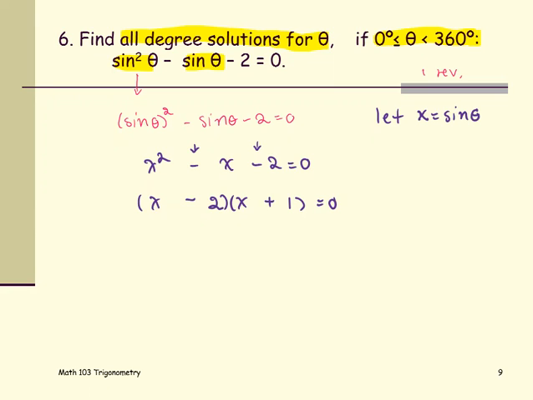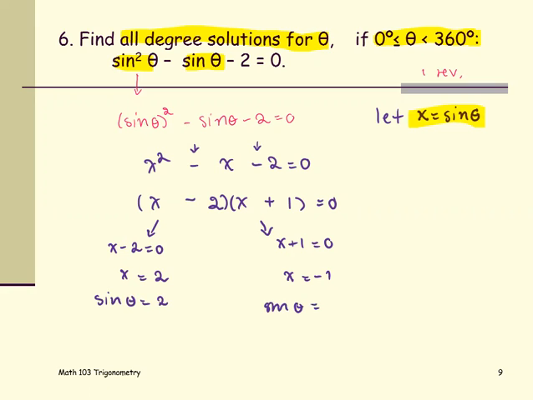Next, use the zero product property. Let each factor be 0 and solve for x. The first one, x minus 2 equals 0. The second one, x plus 1 equals 0. We get x equals 2 for the first equation and x equals negative 1 for the second one. We called x the sine of an angle theta, so we're going to replace x with sine theta. So sine theta equals 2 for the first one and sine theta equals negative 1 for the second equation.